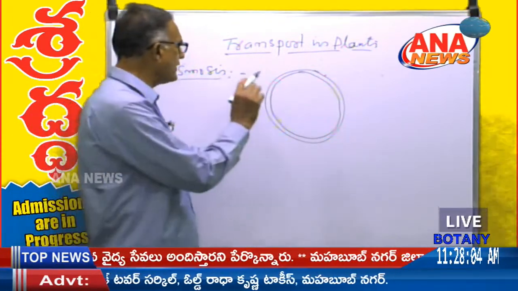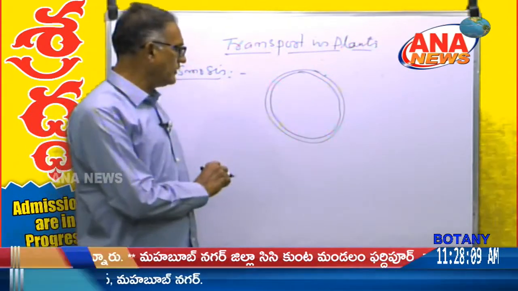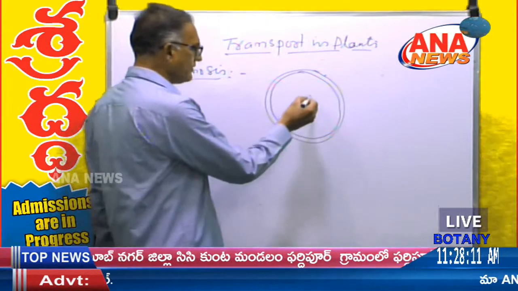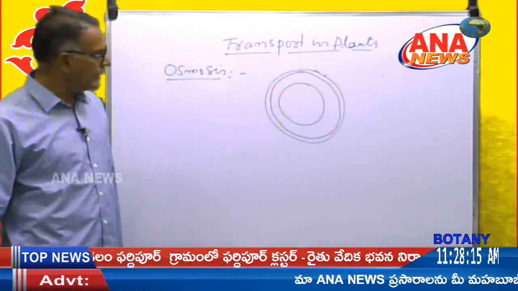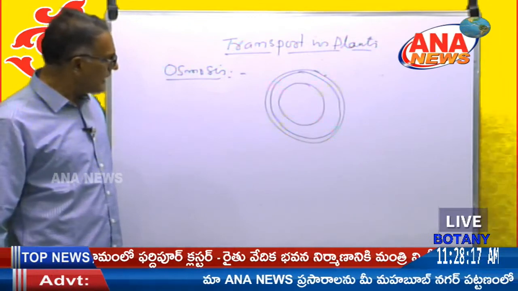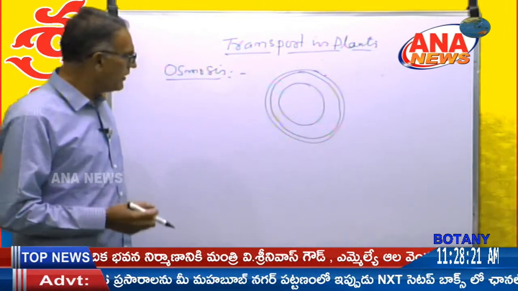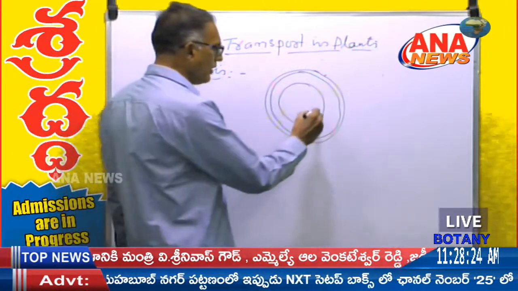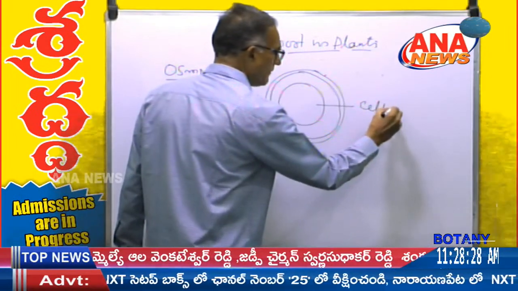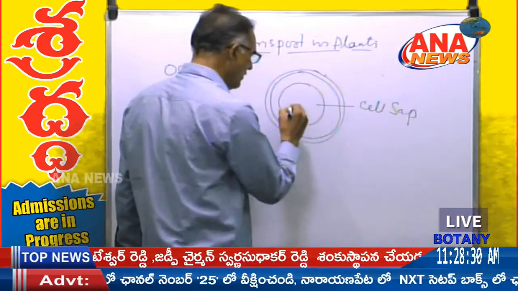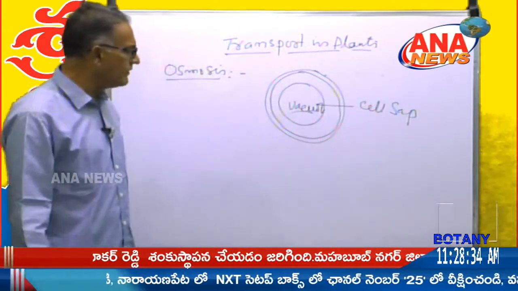It is not a barrier for any substance. It allows all the substances into it. So the plant cell consists of a large central vacuole at the center, which is filled with sap that is called cell sap.